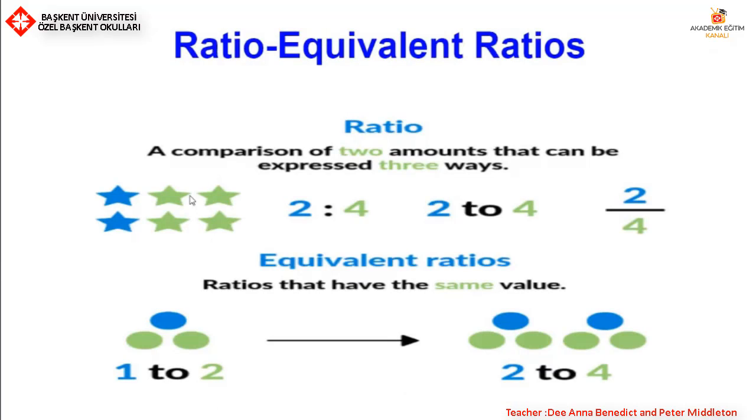Let's look at equivalent ratios. And you can see that the stars, there are 6 stars, there are 2 blue stars and 4 green stars. And we can write the ratio as 2 to 4. But we can halve this and have an equivalent ratio, a ratio that is the same. So 1 to 2 is the equivalent of 2 to 4. It has the same value.